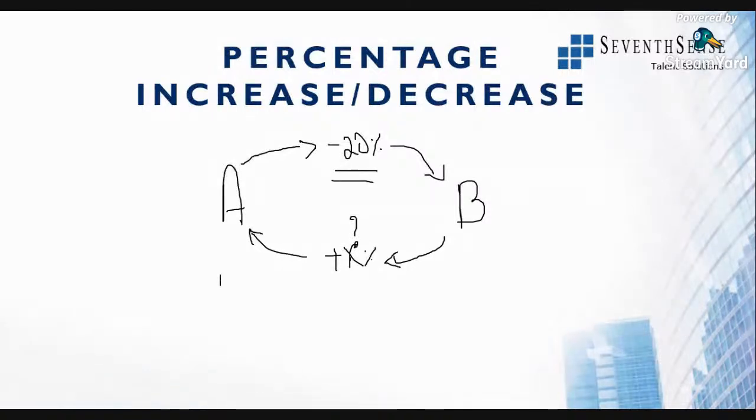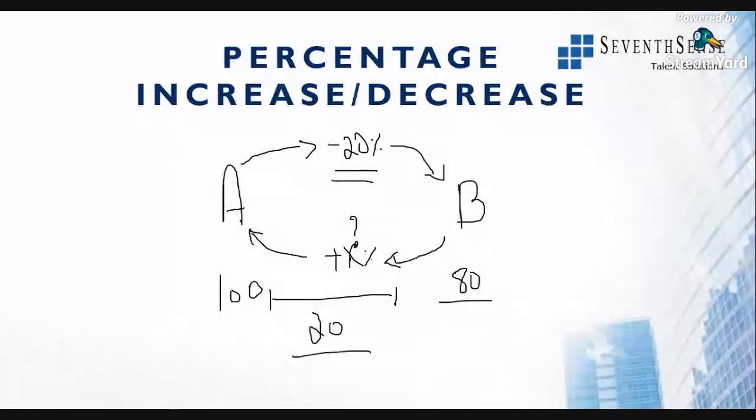If A is 100, B is 20% less. 20% in the sense, 10% is 10, 20% is 20, right? So 100 minus 20 will become 80. So A is 20 rupees more than B. If it is 20 rupees more than B, it becomes 20 by 80, multiplied by 100, so it becomes 25%. That is 20 into 1 time, 20 into 4 times. So 100 by 4, we already know it is 25%.